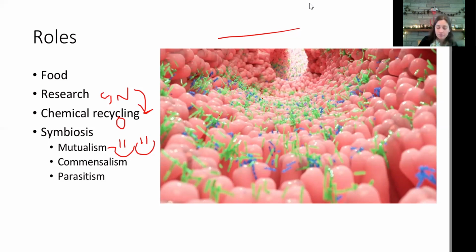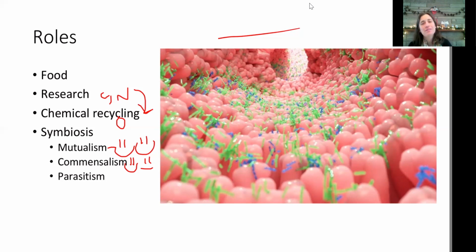In commensalism, one organism benefits and the other one doesn't care. So they're not helped or harmed, and usually the host is not helped or harmed and the symbiont is benefiting. So an example of this is skin bacteria. You have lots of bacteria that live on your skin, as you may have seen when you did your nose swab. But generally the skin bacteria are benefiting from you and you're not really getting a benefit from them.